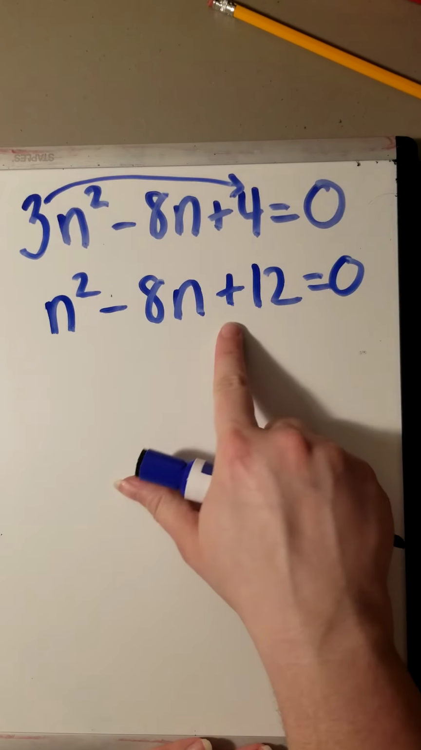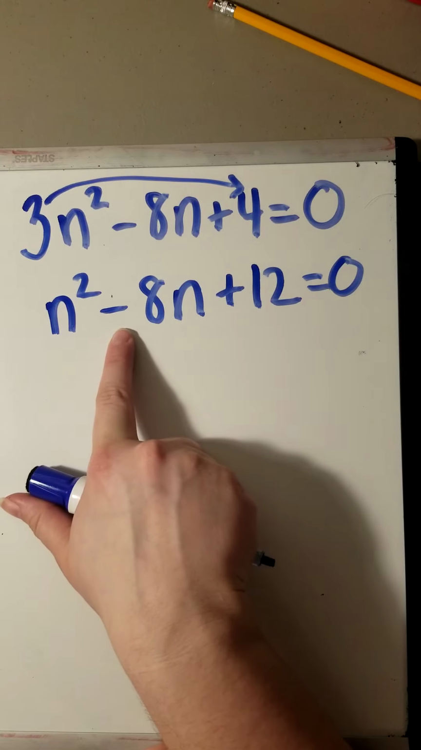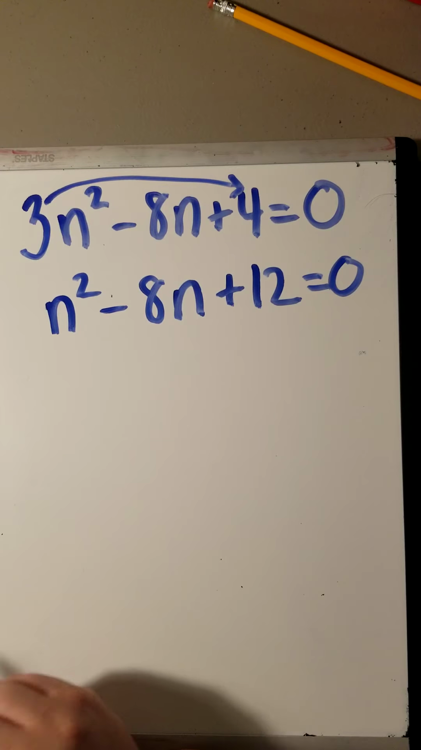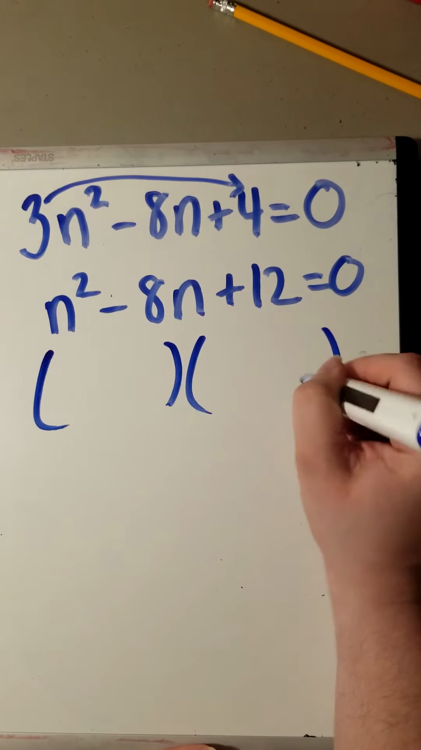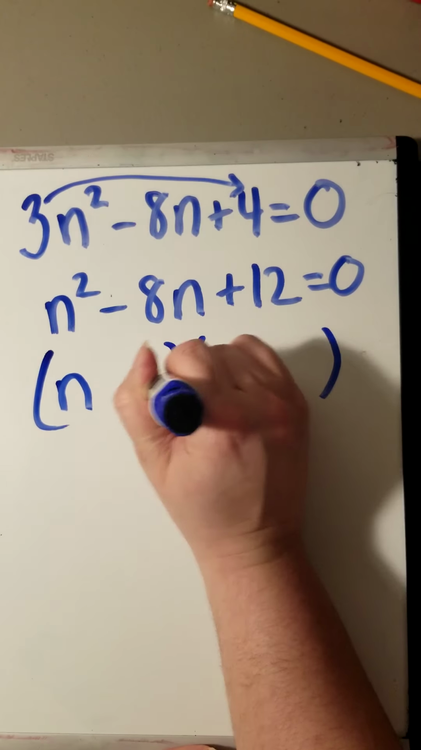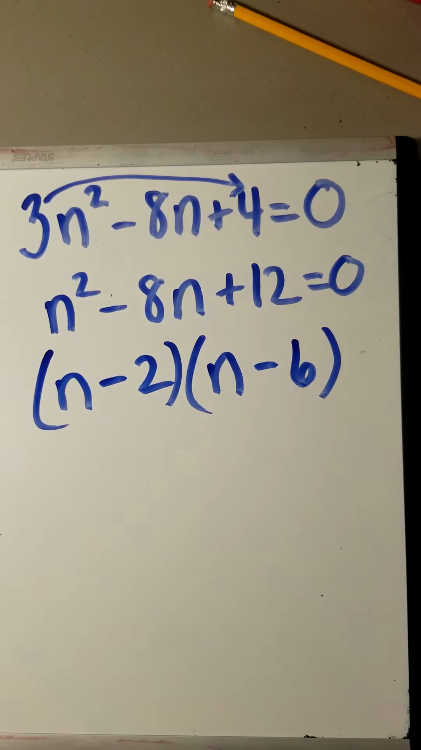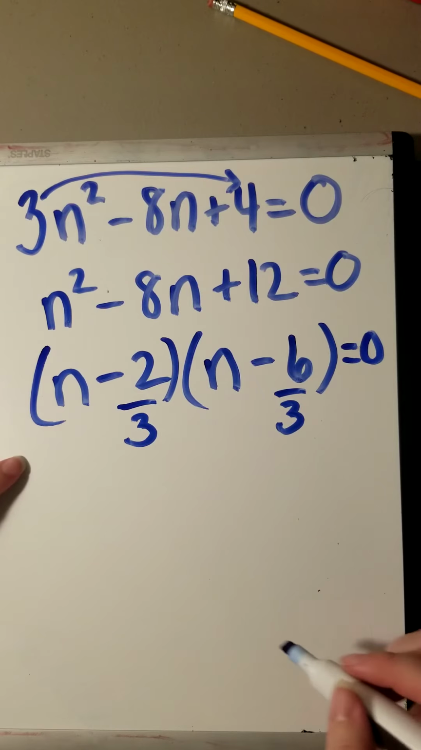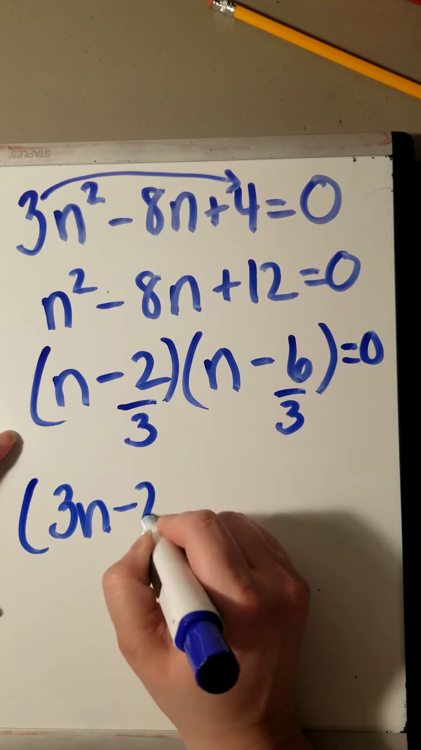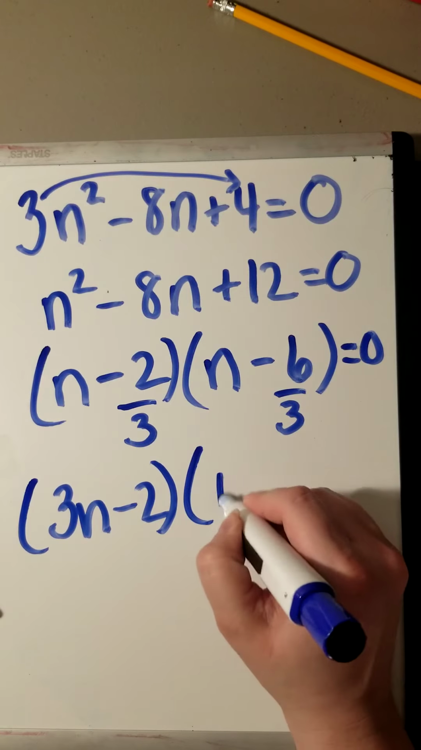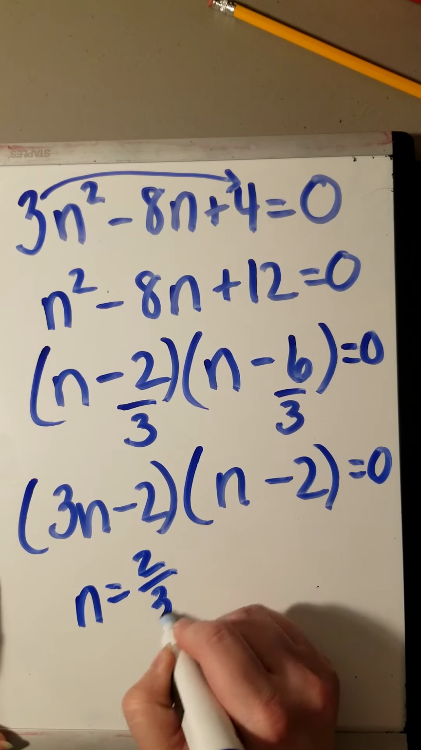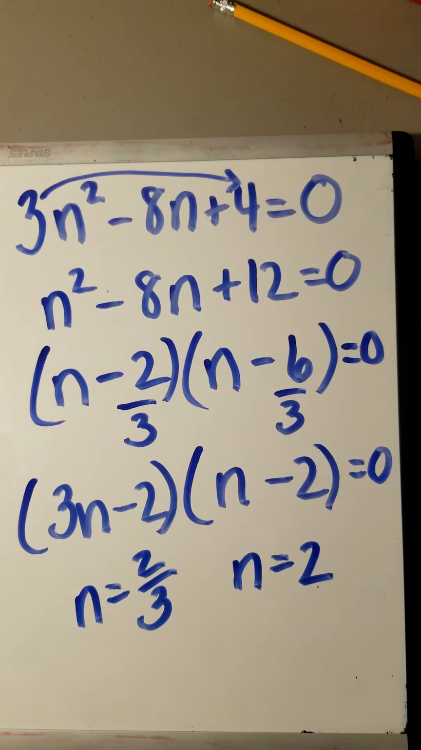The only things that would work that multiply to a positive 12 and add together to be a -8, well, 1 and 12, 2 and 6, 3 and 4, 2 and 6 are going to be the only things that work. And they would have to both be negative to get me a -8 and positive 12 when I multiply. From here, divided by 3 to make it reappear. So 3n minus 2, because these two do not divide evenly, and n minus 2. So n is 2/3 and n is 2.